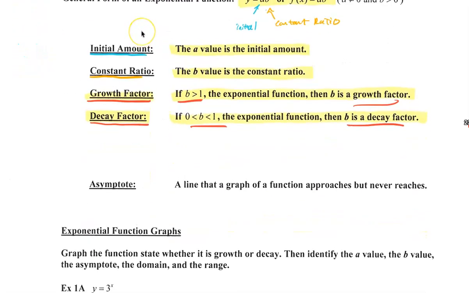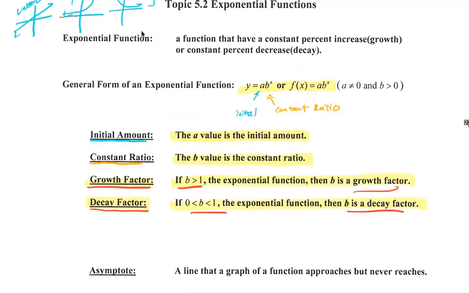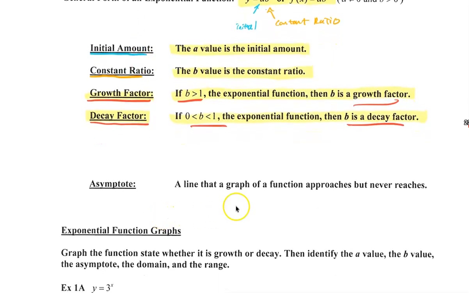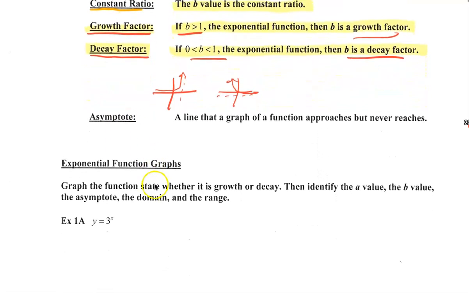And an asymptote, we'll see these on graphs. That's a line you get close to, but you cannot cross. That's all an asymptote is, right? An asymptote is a line that the graph of a function approaches but never reaches. So when you see an asymptote, it's a line you can never go past. It's a little more complicated than that, but in general, an asymptote is a line you're going to get close to, but never pass.